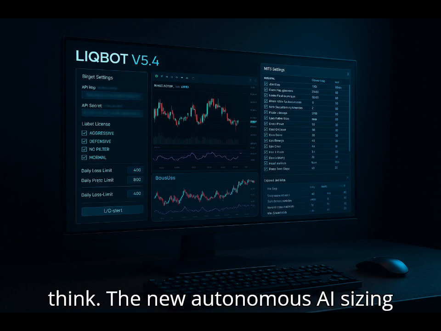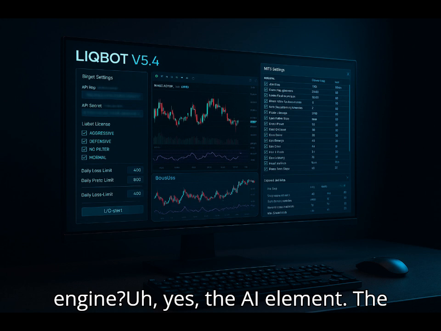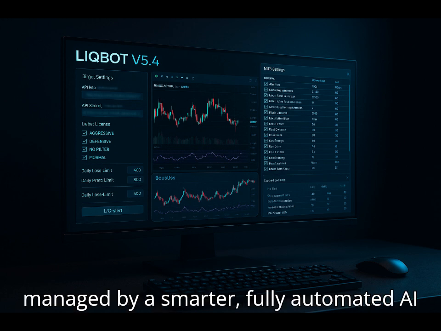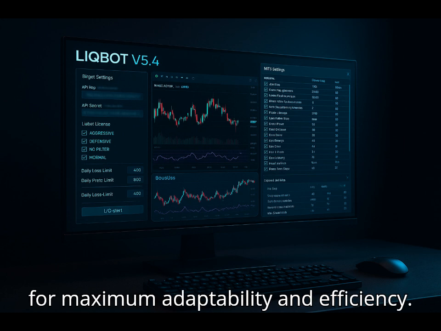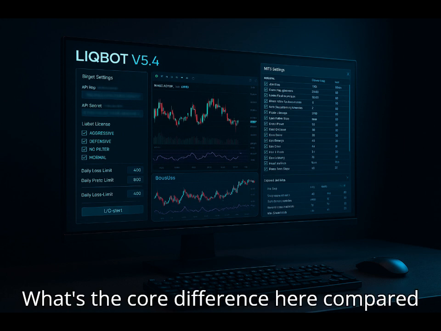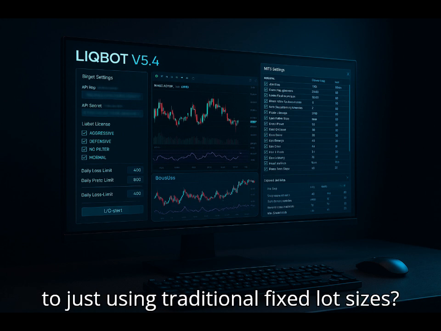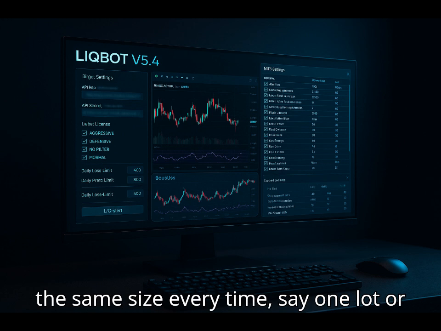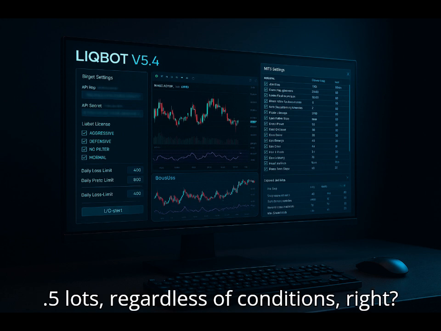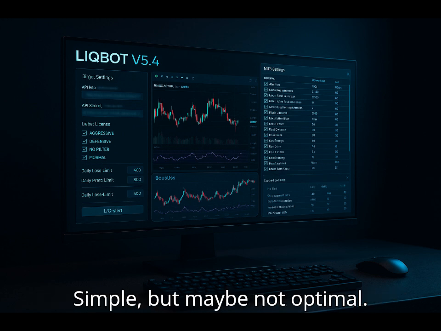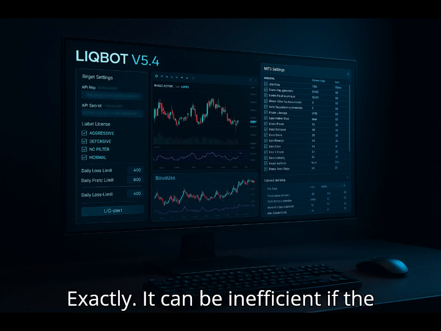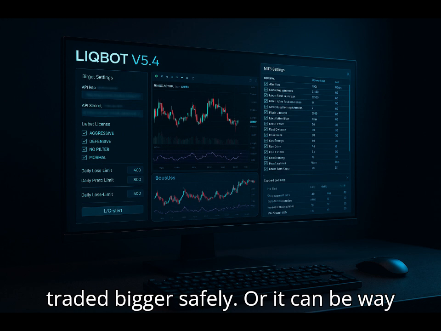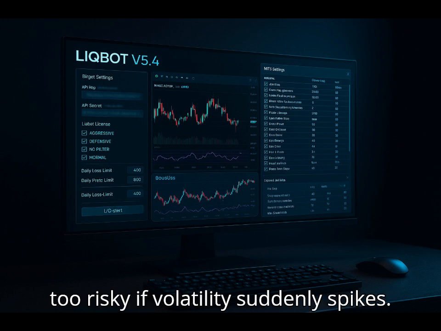The new autonomous AI sizing engine. Yes, the AI element. The sources say position sizes are now managed by a smarter, fully automated AI for maximum adaptability and efficiency. What's the core difference here compared to just using traditional fixed lot sizes? Well, traditional bots often just trade the same size every time, say 1 lot or 0.5 lots, regardless of conditions. Right. Simple, but maybe not optimal. Exactly. It can be inefficient if the market's quiet. Maybe you could have traded bigger safely. Or it can be way too risky if volatility suddenly spikes.